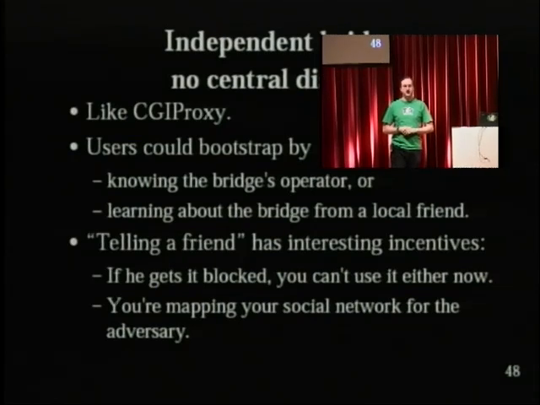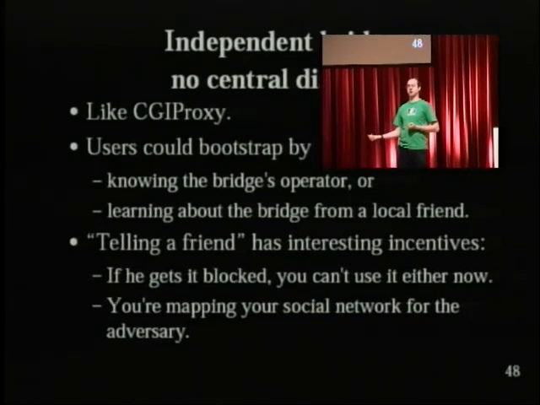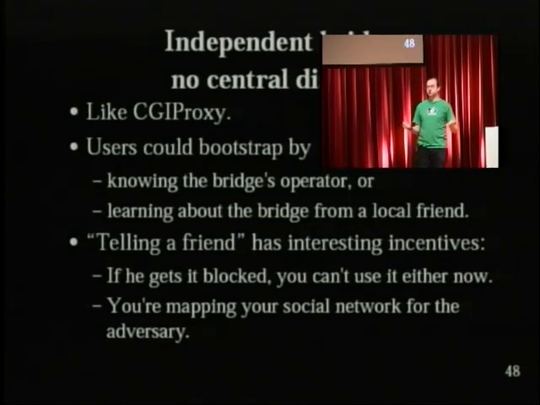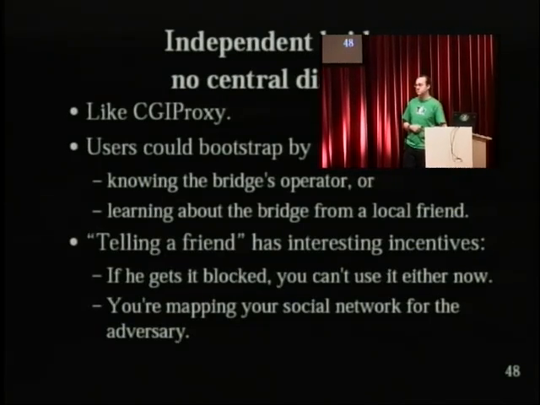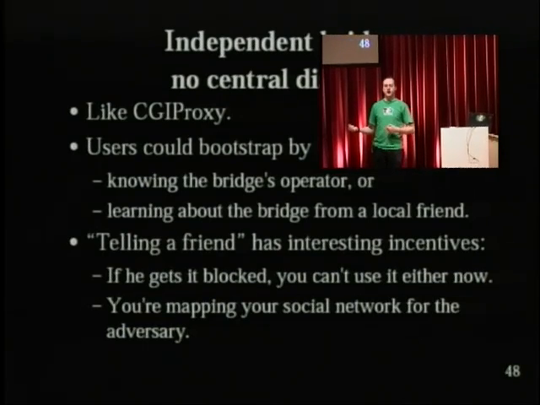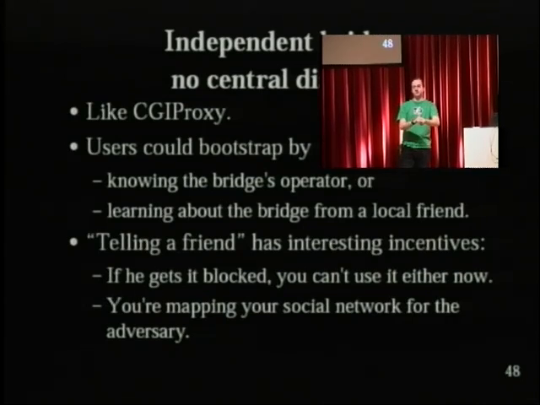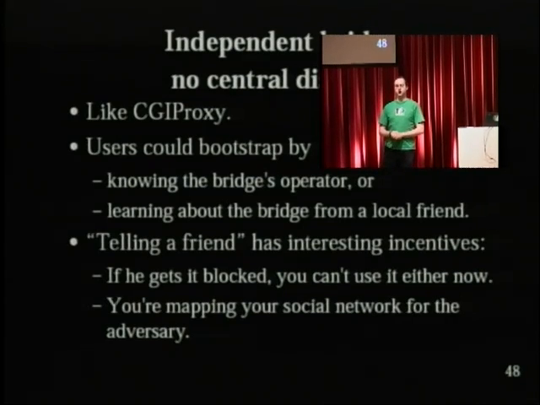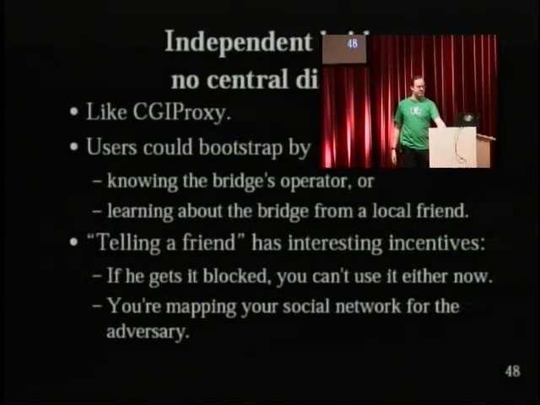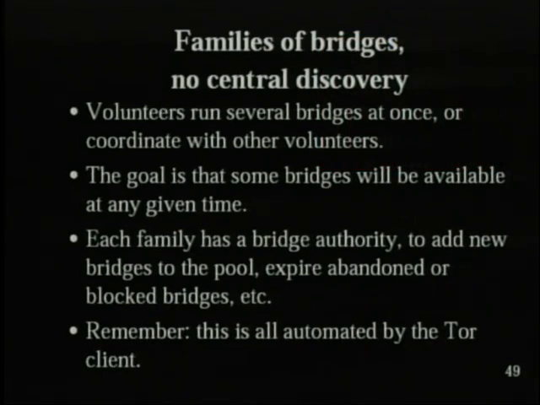The telling a friend idea has some pretty interesting incentives behind it, because if I know about a bridge and I tell my friend, if he screws up, if he gets it blocked, I can't use it anymore. So maybe I'll have to make some good decisions whether I want to tell my friend about it, because I want to stay connected too. And the other piece of that is that you're mapping your social network for the attacker. Let's say I tell all of my close friends who are other dissidents about it, and then the adversary learns about that bridge, and he watches who connects to it, and he says, oh, these 12 people are using that bridge. That's very interesting. I didn't know that those 12 people were friends. So we need to be careful about how we actually build that sort of thing. But once we've got that, that's the easy part. That's just, you know, you use Tor, except you use a new hop before you get to the Tor network.